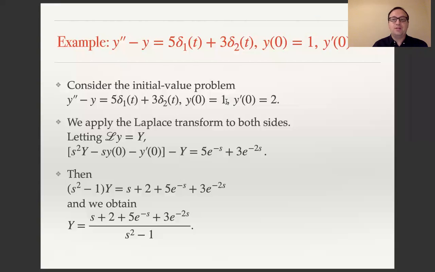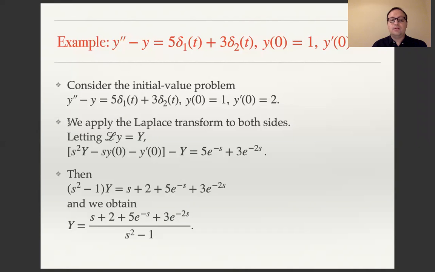Okay, so now let's apply this to solving an ordinary differential equation involving Dirac deltas. Let's consider the initial value problem. y double prime minus y is equal to 5 delta 1 of t plus 3 delta 2 of t, with the initial conditions y of 0 is equal to 1 and y prime of 0 is equal to 2.